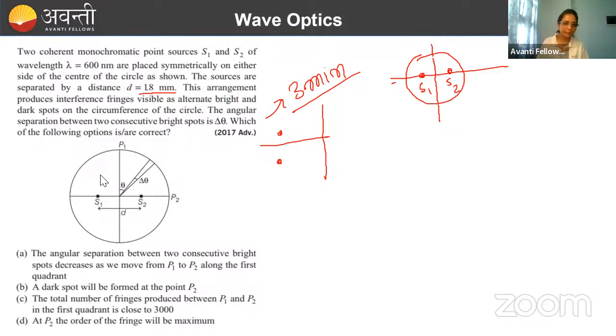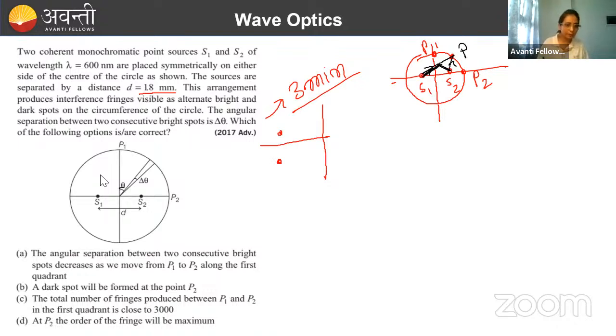What we need to check is, in this question it is talking only about one quadrant, from P1 to P2. If you calculate the path difference for any point in between P1 and P2 in the first quadrant, suppose I take a point P. At point P, light will reach from S1 and from S2. To calculate the path difference, we need to calculate the extra length that the second source's light is covering. So how will we calculate that? What will be its formula?